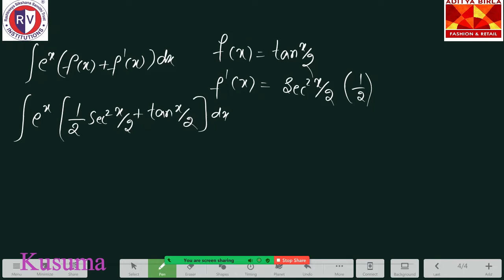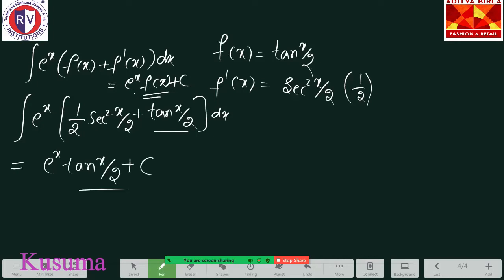So if we have the expression of this form, the integration will always be of the form e to the power of x into f of x plus c. If it is in this form, the integration will always be e to the power of x into f of x plus c. So here we have considered tan x by 2 as f of x, so its value will be e to the power of x into tan x by 2 plus c.